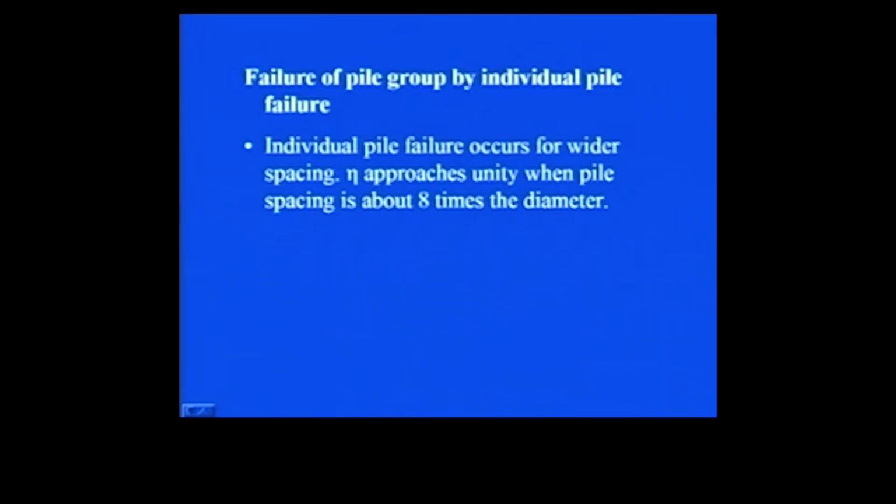Why is it so? Because the definition of eta is like that. Eta has been defined as the ultimate load carrying capacity of the group divided by the load carrying capacity of one particular pile into the number of piles. So, in case the piles are spaced largely, that is with large spacing, then in that case eta approaches unity. And what large spacing it can be? It can be of the order of 8 times the diameter of the pile.